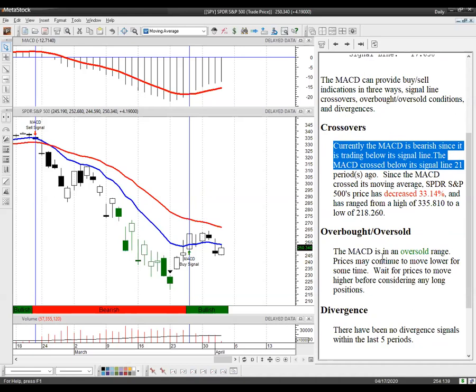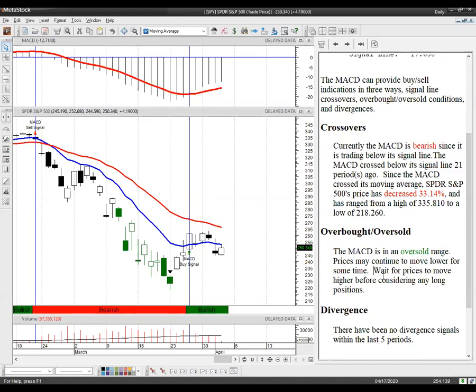Right now, the MACD is in an oversold range. Prices may continue to move lower for some time. Wait for prices to move higher before considering any long positions.